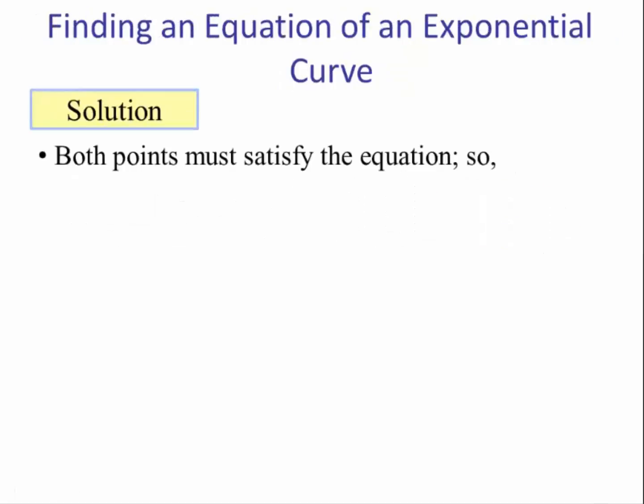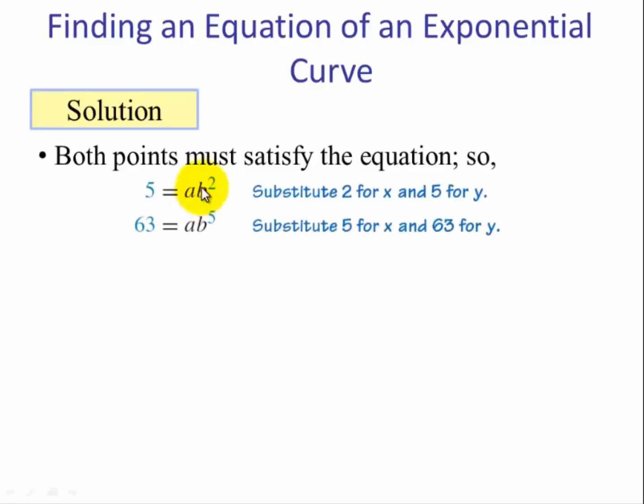So solution, since both points must satisfy the equation, we have 2 different equations. We need 2 equations because we have 2 unknowns. We don't know a and we don't know b. So if we substitute 2 for x, that will be equal to y, and for the other point, when x is 5, y is 63.